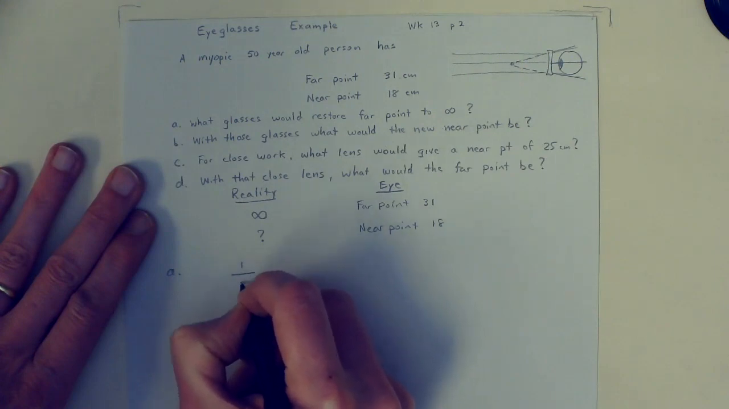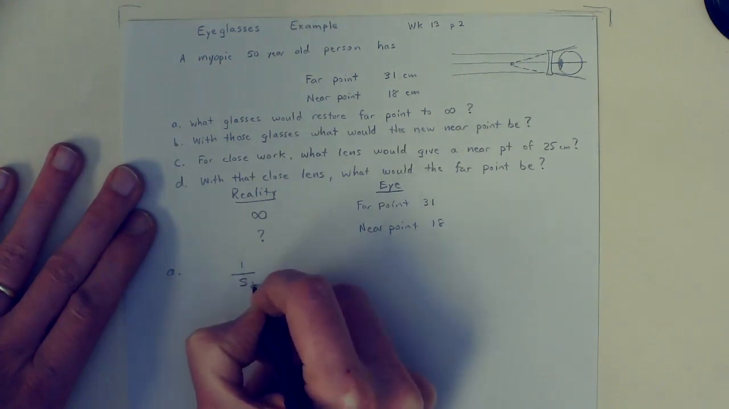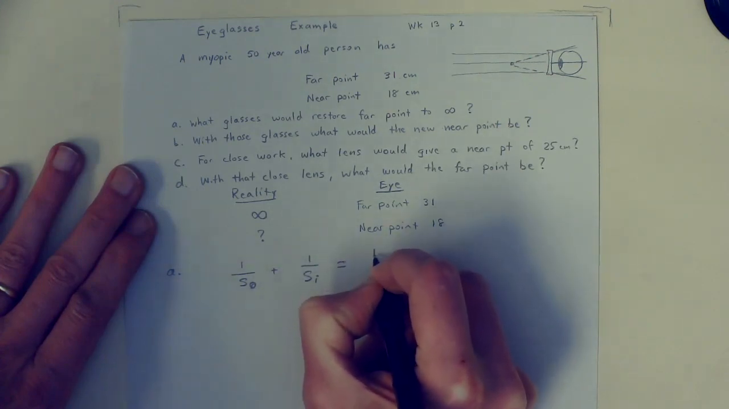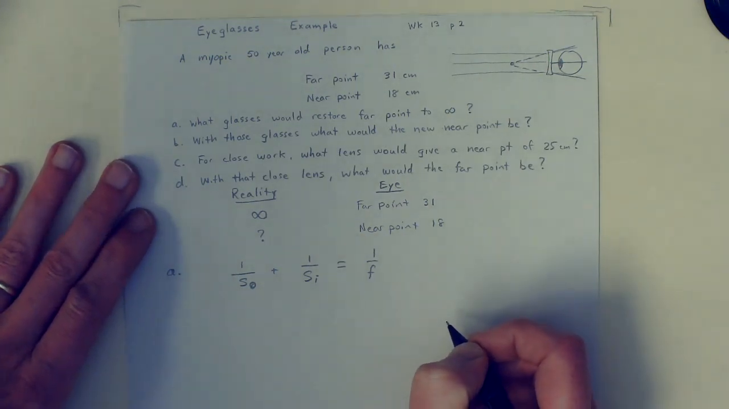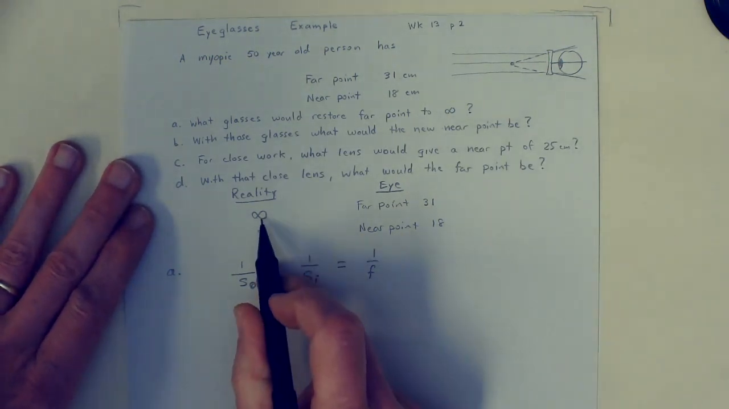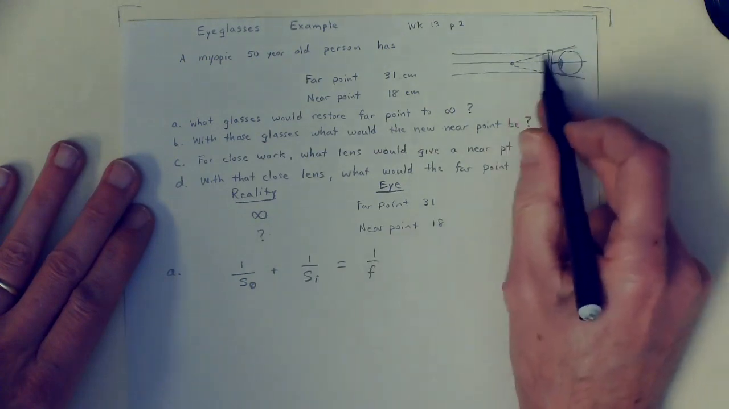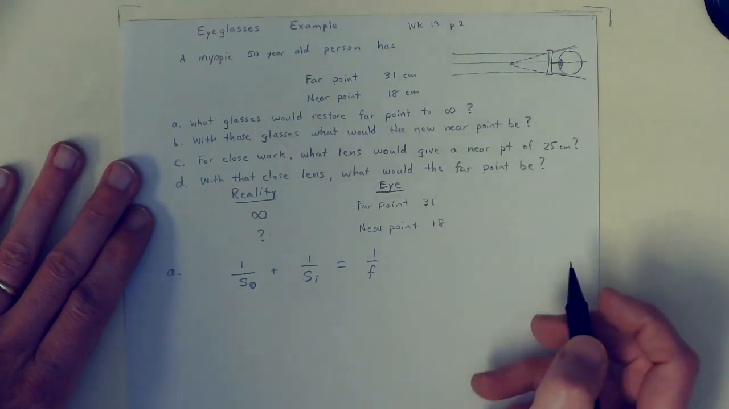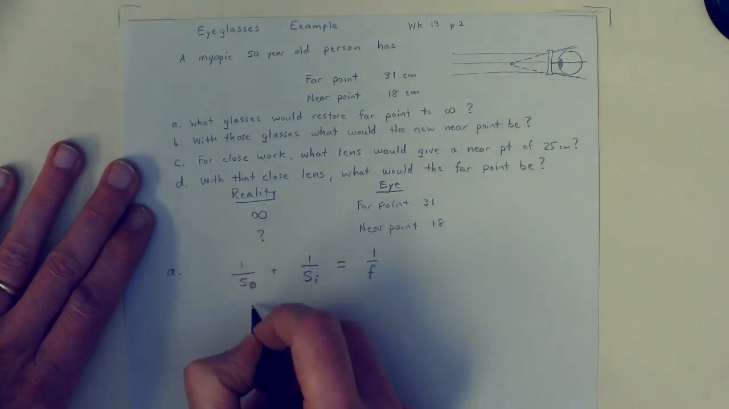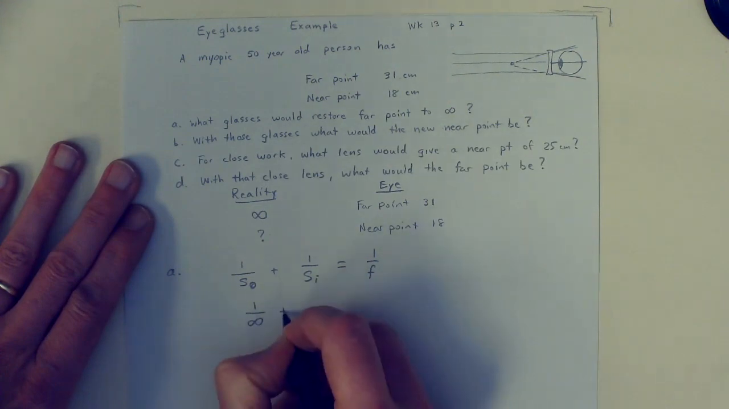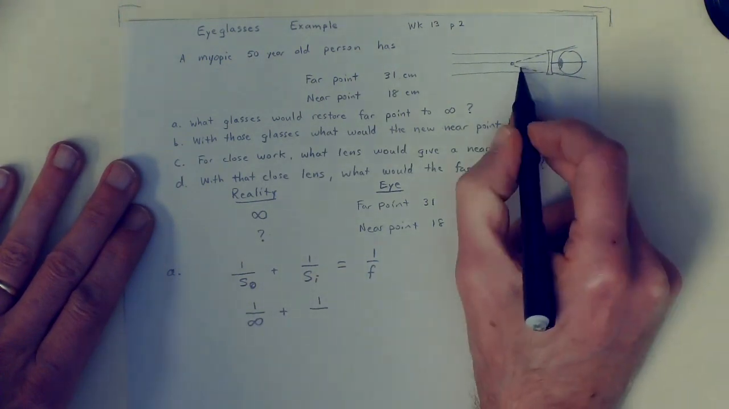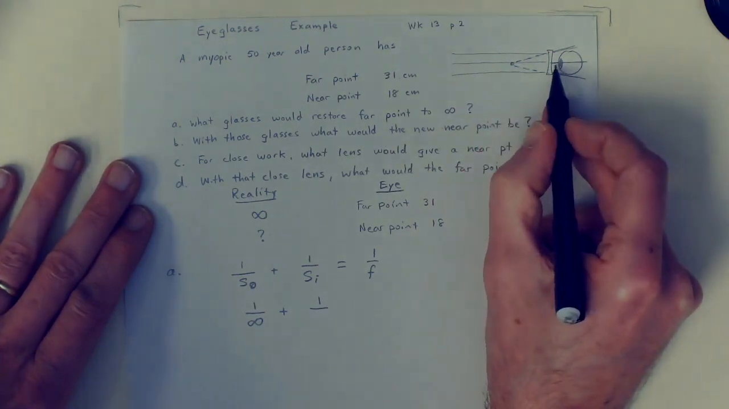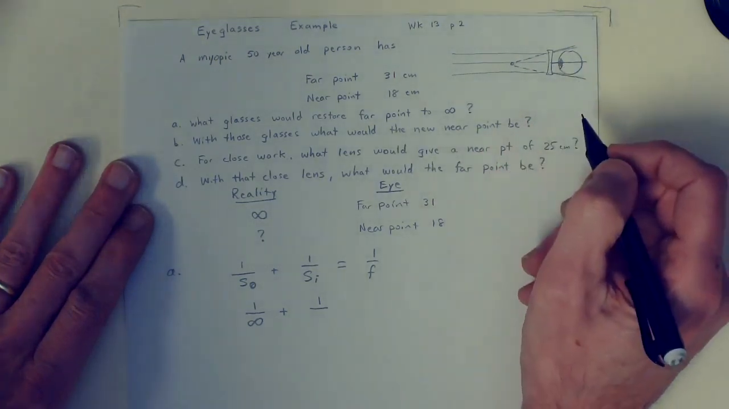The idea is to use this same formula we use for a lot of things: 1 over S object plus 1 over S image equals 1 over F. So we want the object to really be at infinity, but for the rays hitting the eye to be coming as if from this point 31 centimeters away so that their eye can focus on it. So the object is really at infinity. That's this term. We want those rays to seem to be coming from a point 31 centimeters from the lens or from the eye. We kind of ignore the distance between the lens and the eye here.